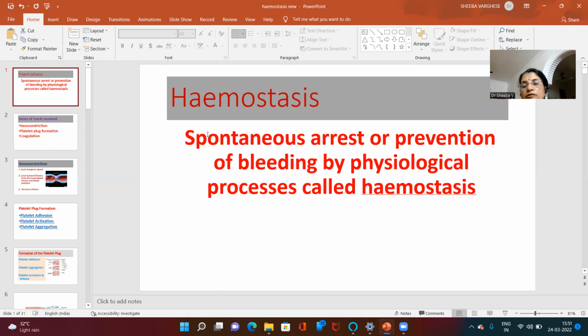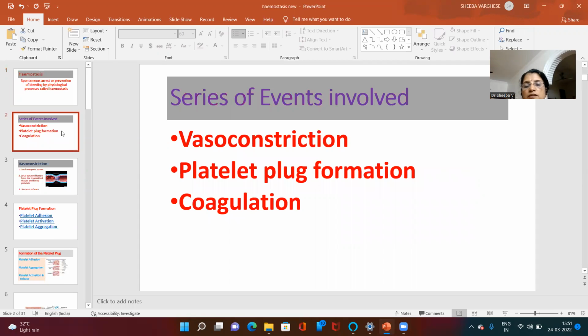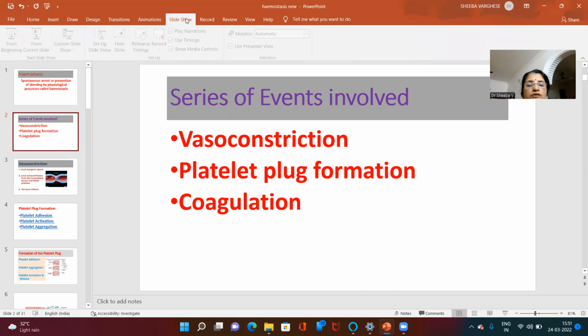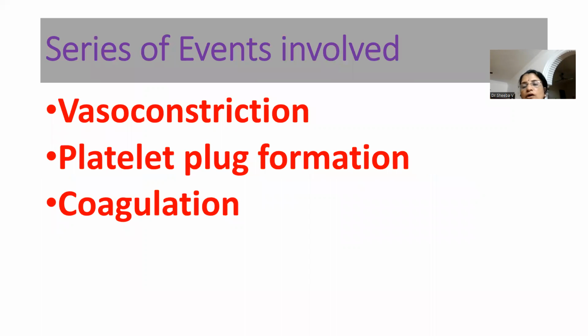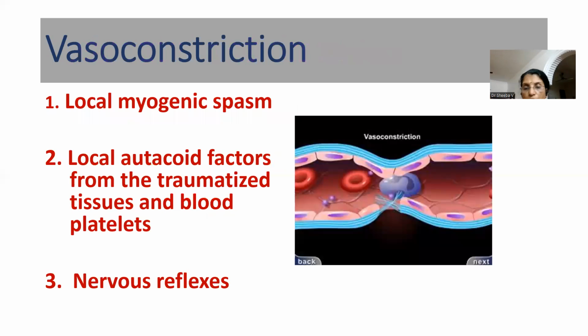Okay, let us see how these mechanisms work. The series of events involved in hemostasis are vasoconstriction, platelet plug formation, and coagulation. What do you mean by vasoconstriction? Constriction means narrowing. Vasoconstriction is the narrowing of the blood vessels.